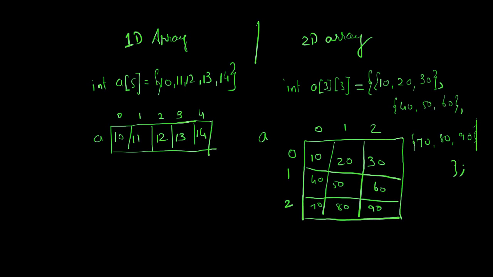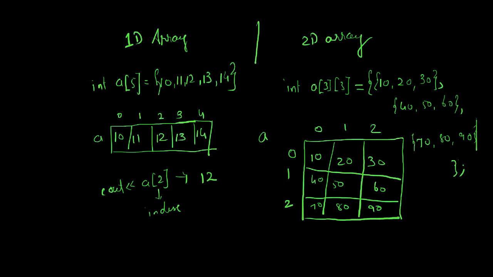If you want to display any number in a one-dimensional array, then you will give cout a of 2. So this a of 2 is going to give out the number 12. So 2 over here is the index.